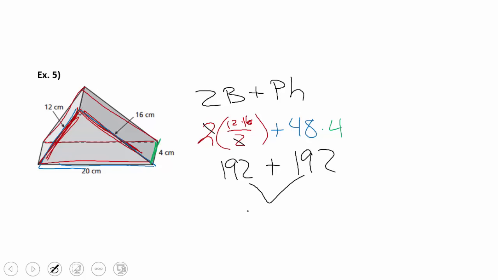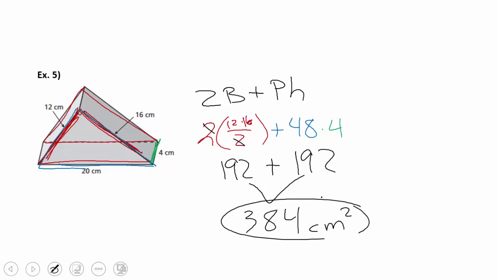I didn't do this on purpose. 384, the exact same surface area as our previous example, even though they're different triangular prisms. Didn't do that on purpose.